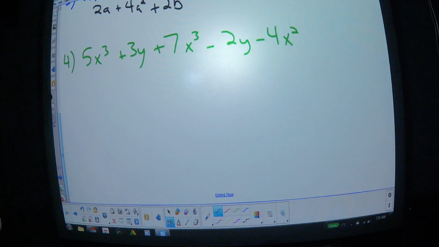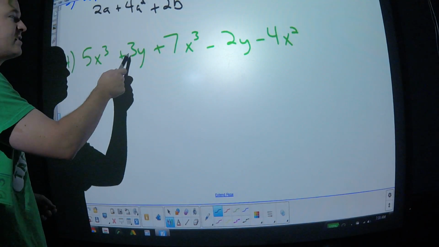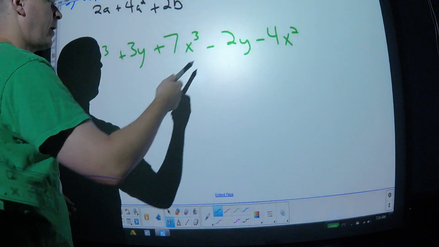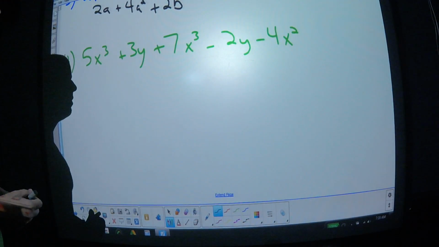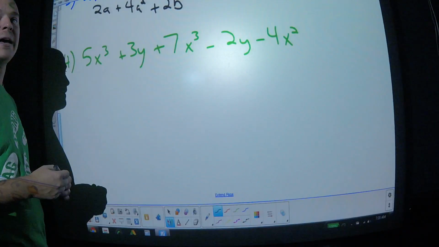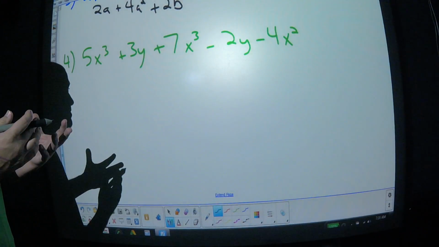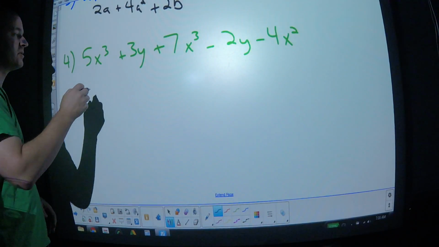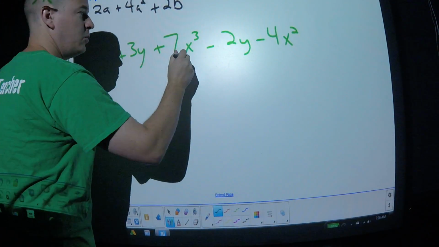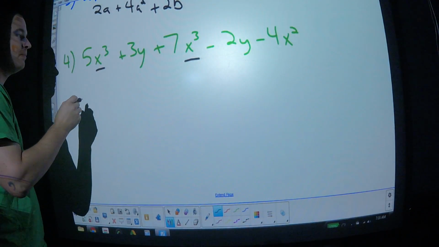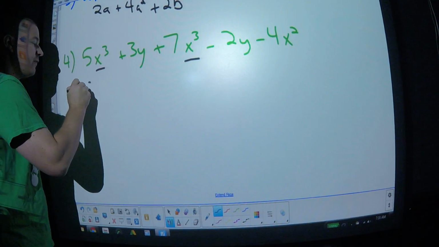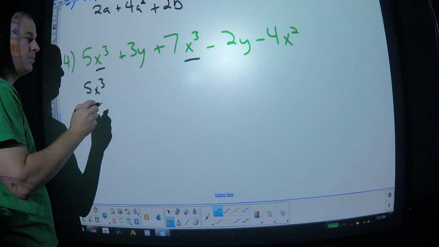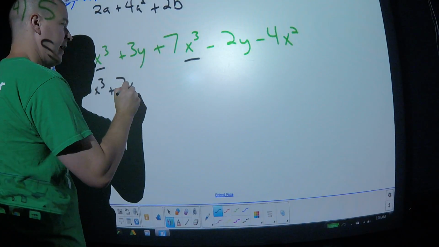Looking at number 4, we've got x's, we've got y's, we've got x squareds, we've got x cubes. So we still need to simplify and get all of the like terms gathered together. Okay? So looking at this, we've got x cubed, and we've got 2 of them. So we've got 5x cubed plus 7x cubed.